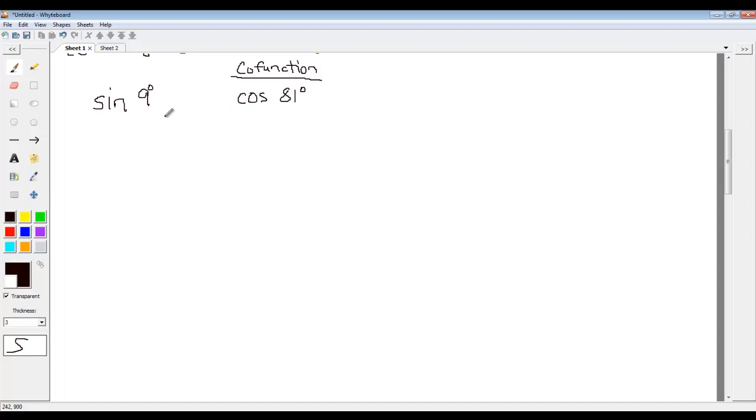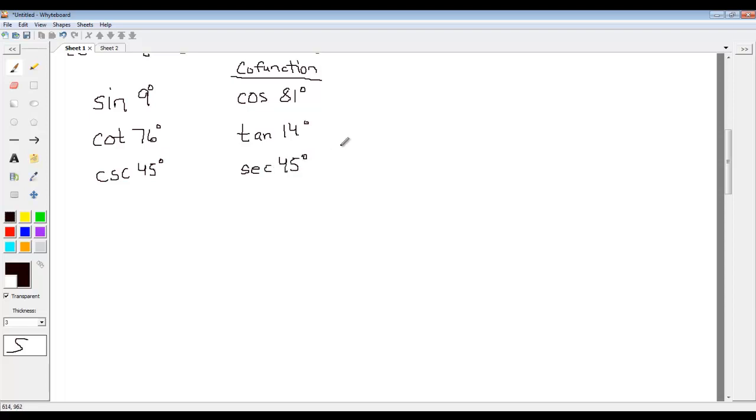If you were to say cotangent of 76 degrees, to start with, the cofunction would be tangent of 14 degrees. If you were to say cosecant of 45 degrees, same thing as secant of 45 degrees.